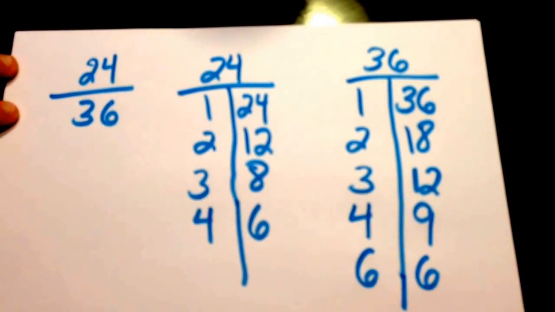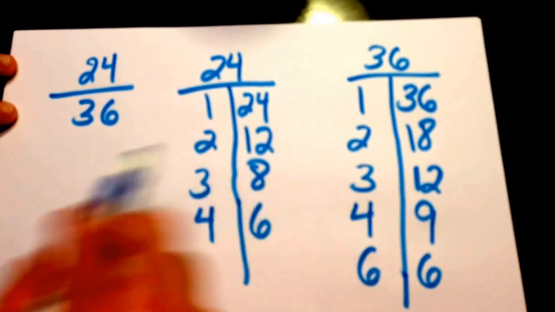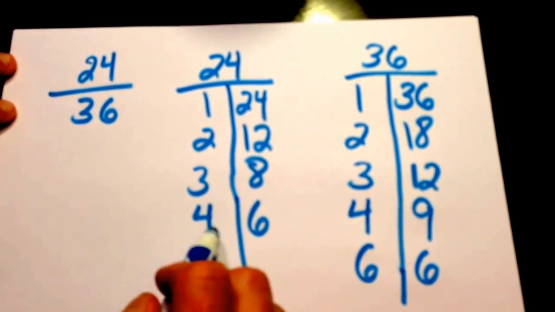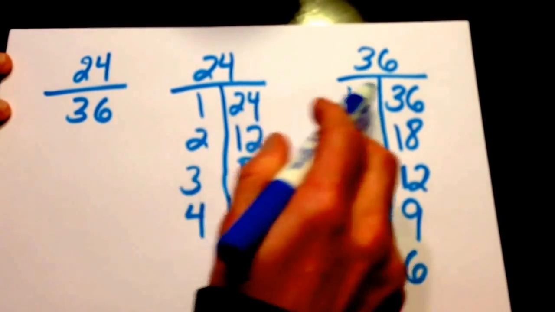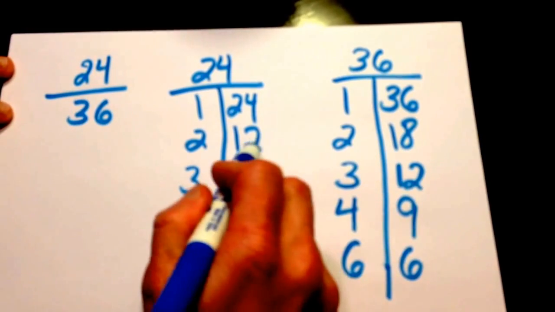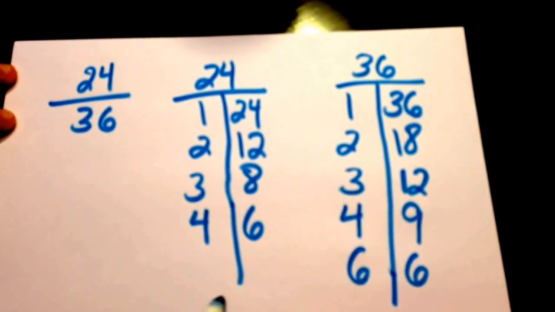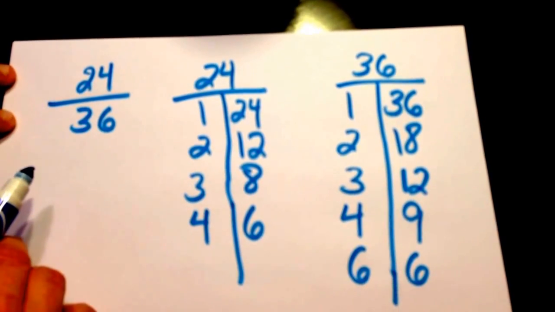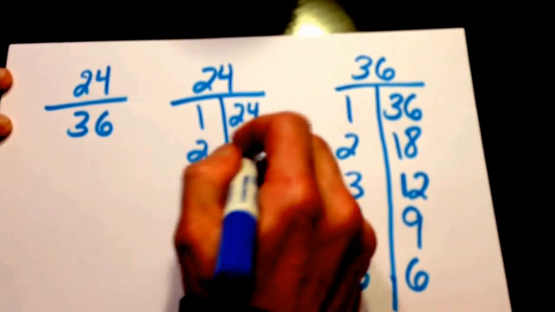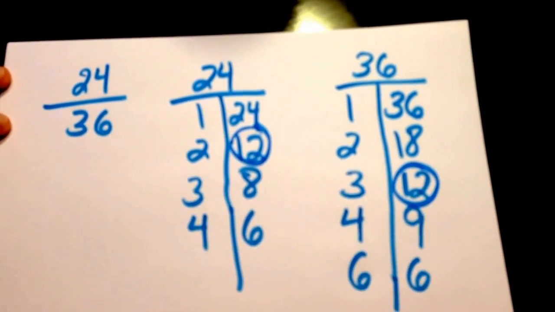They have a 1 in common. They have 2 in common. They have a 3 in common. They have a 4 in common. They do not have 24 in common. I do see a 12. I don't see an 8. And I do see a 6. So the biggest number that they have in common was 12.